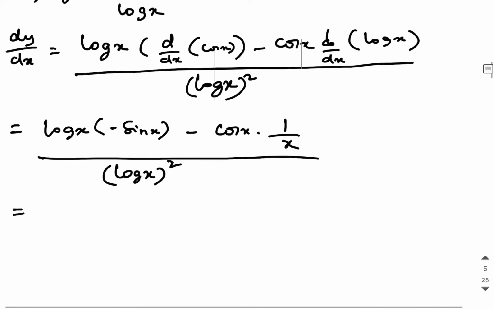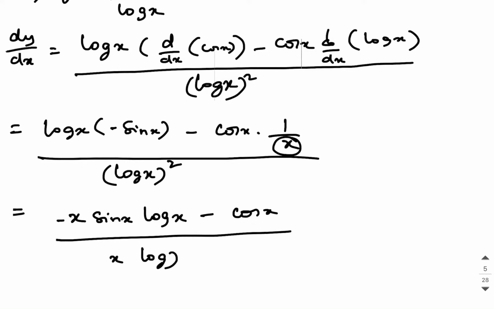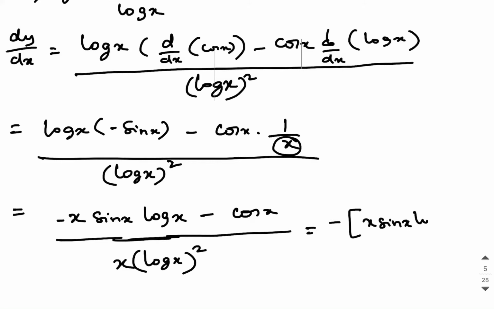So when we simplify this, when we take LCM, the x gets multiplied, so it will be x, and I am taking the minus sign outside, x into sin x multiplied with log x minus cos x, whole divided by, the x comes to the denominator, it will be x log x the whole square. Hence the required answer will be minus of x sin x log x plus cos x, whole divided by x log x the whole square.